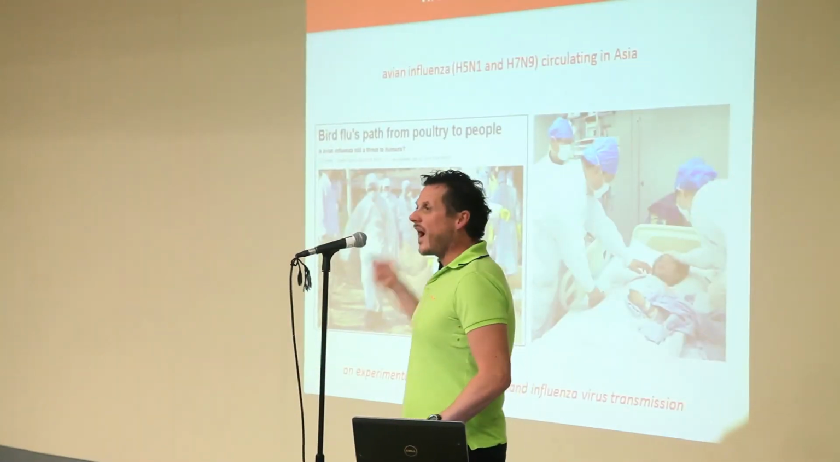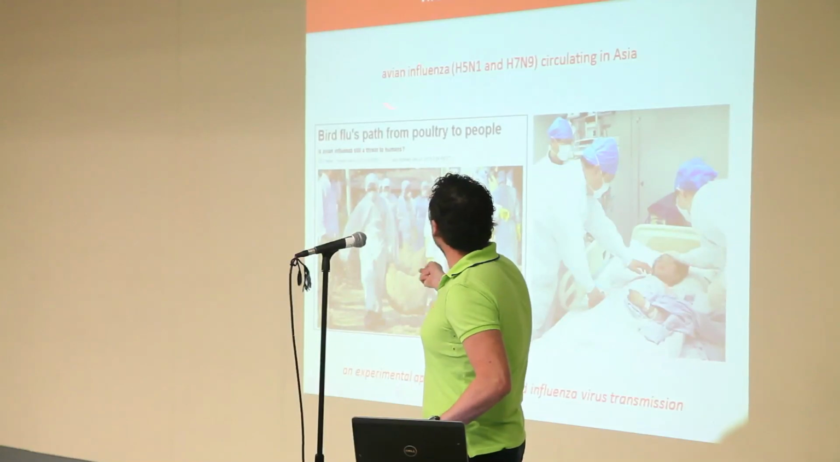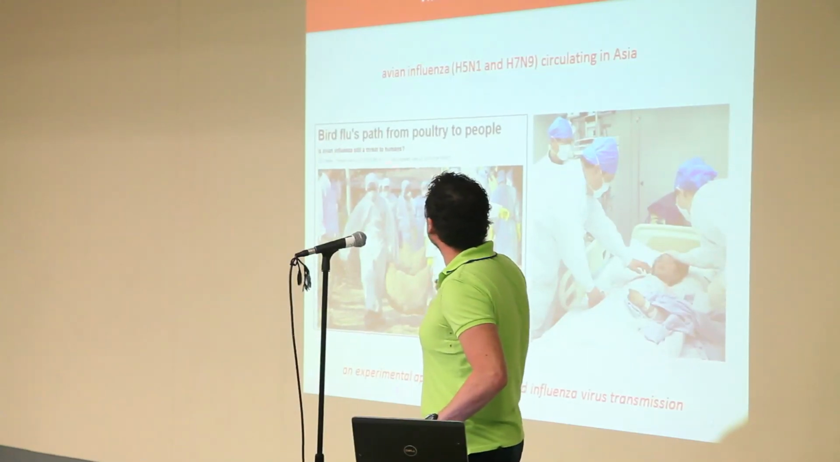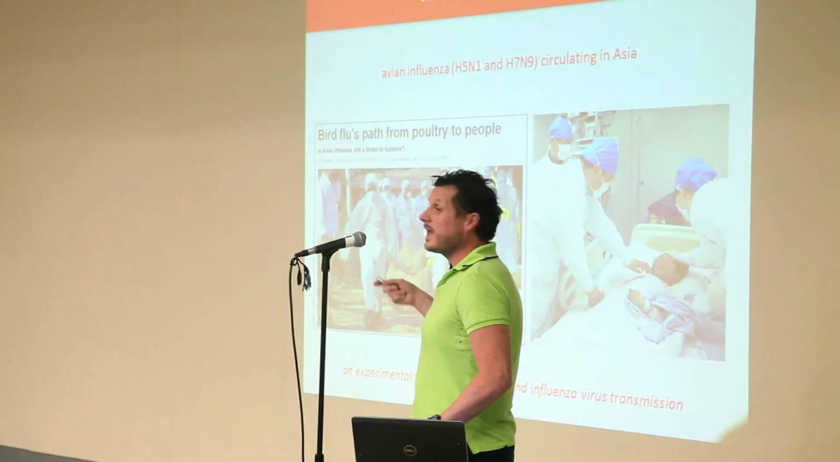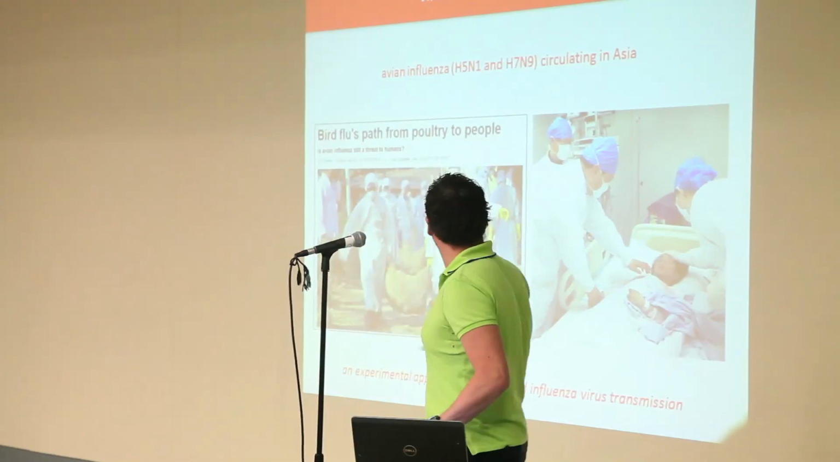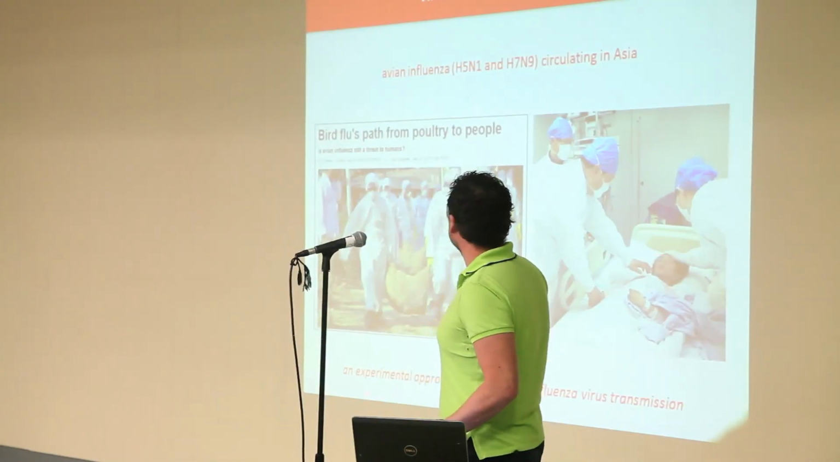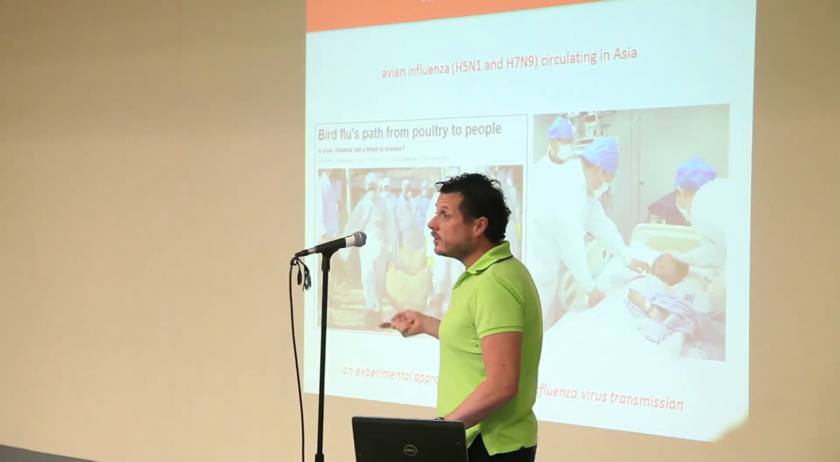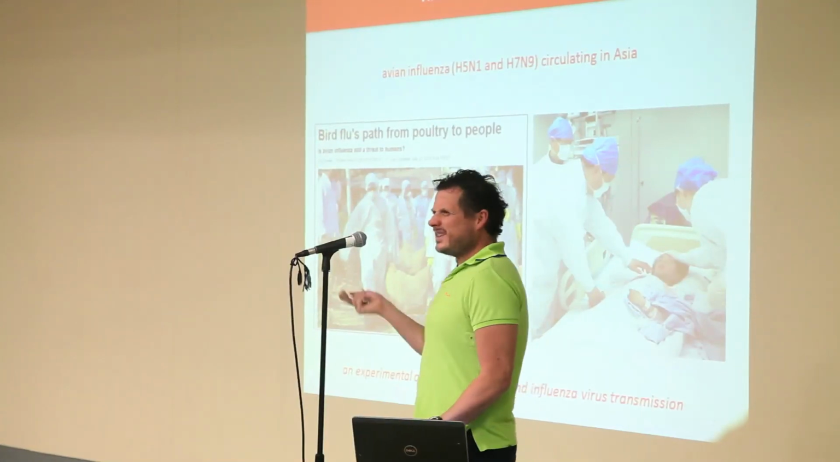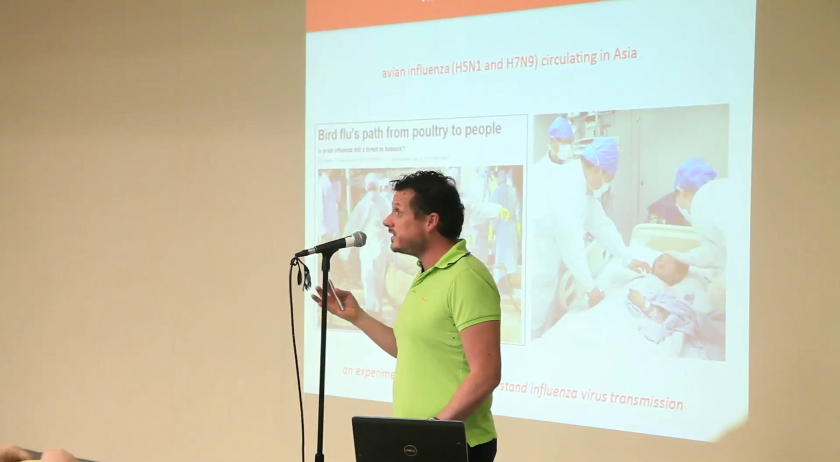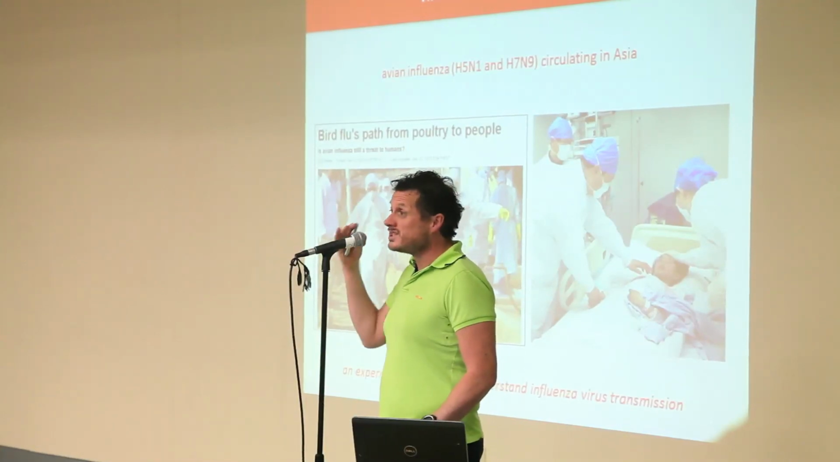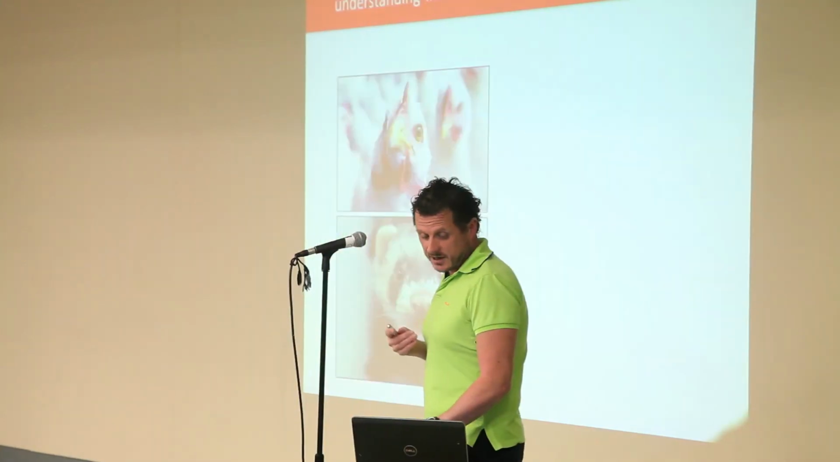But we know that viruses can jump species. We know that avian influenza circulates in Asia. We know that bird flu can jump from birds to people and end up in hospitalization of children and adults. How do we study this? Why do we study this? Should we study this? Cross-species jumps of influenza.